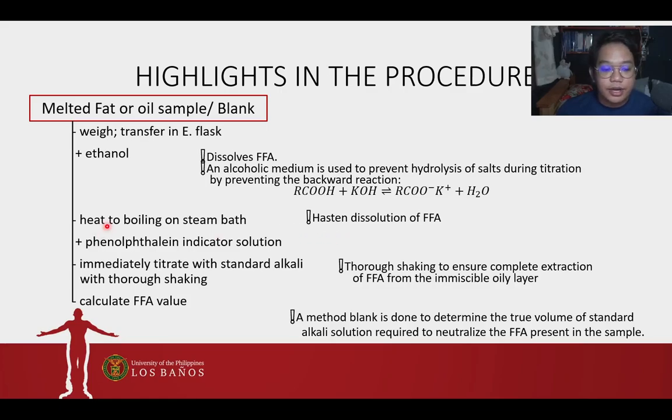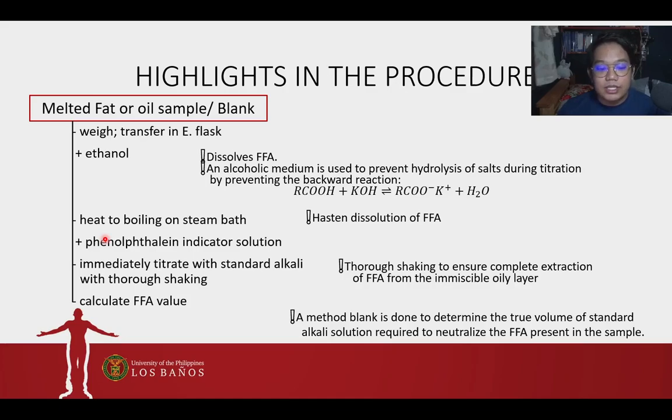Okay? Then, we add phenolphthalein indicator solution. So, ang common mistake ng mga student ay nakakalimutang maglagay ng indicator. So, akala nila ang dami ng titrant na nagamit, no? Pero, in reality, hindi pala nila nakalagyan ng indicator yung kanilang sample. Okay?